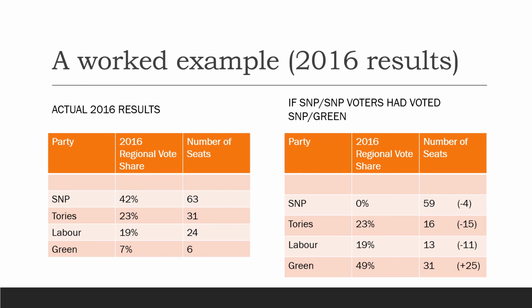Had SNP voters voted SNP Labour, Labour would have gotten a lot more seats, and you'd have had a more centre-left parliament. Had SNP voters voted SNP Tory, you'd have a lot more Tories and a more right-wing parliament. Had they voted SNP Green, you'd have had a lot more Greens and a more pro-independence parliament. But it wouldn't have really affected the number of SNP MSPs any which way. So those votes were kind of a waste.